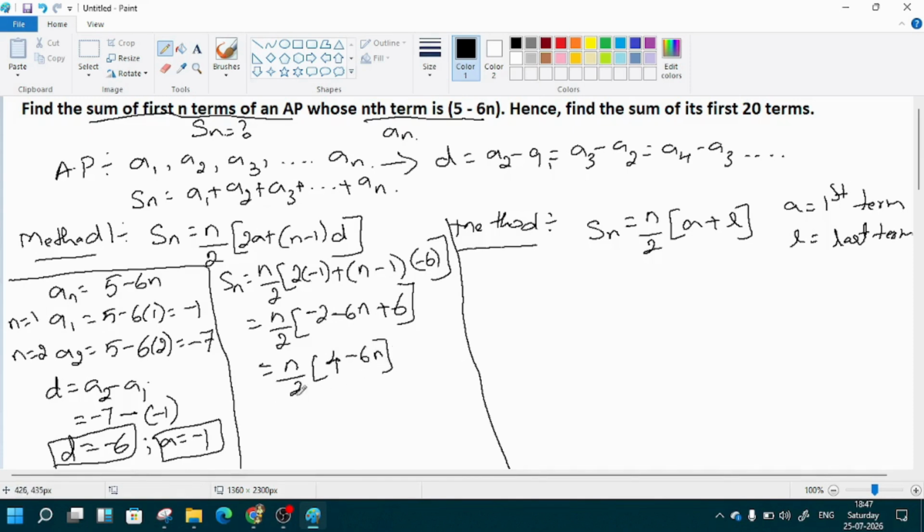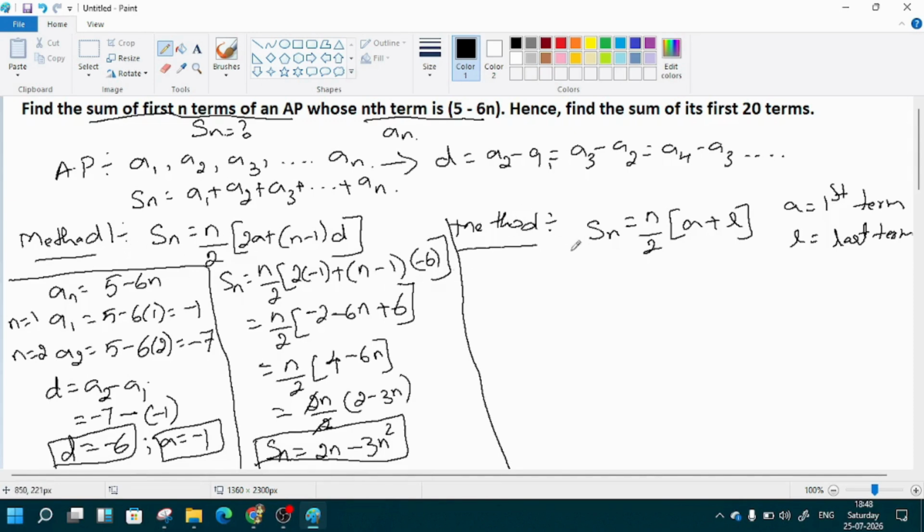Here 2 is common in both the terms. Once you take the 2 outside, the remaining term is 2 minus 3n. This 2 will get cancelled and I am going to write the n inside the bracket. So the Sn value will be 2n minus 3n square. This is the Sn value we got when we used the first formula.